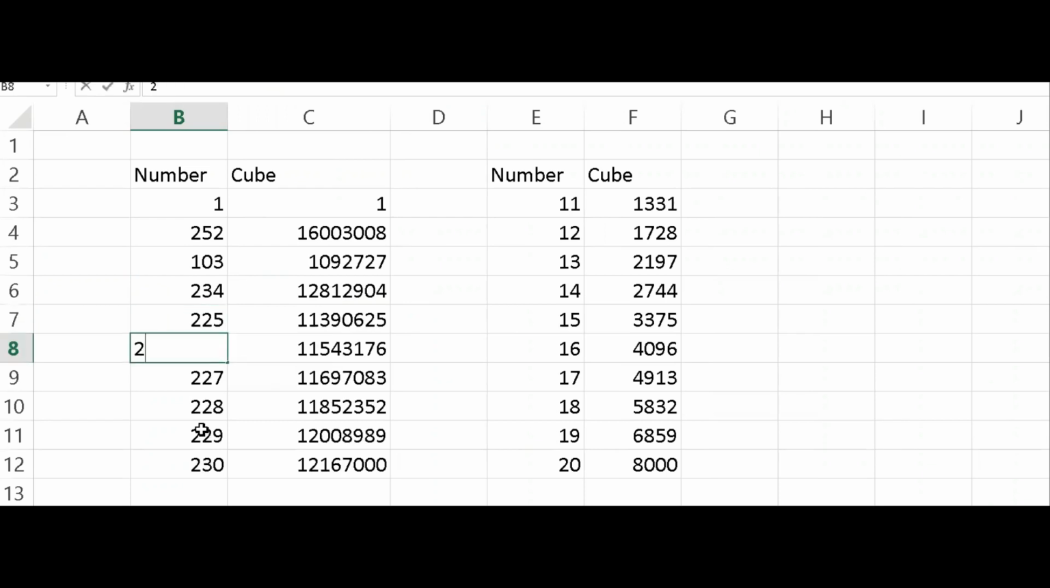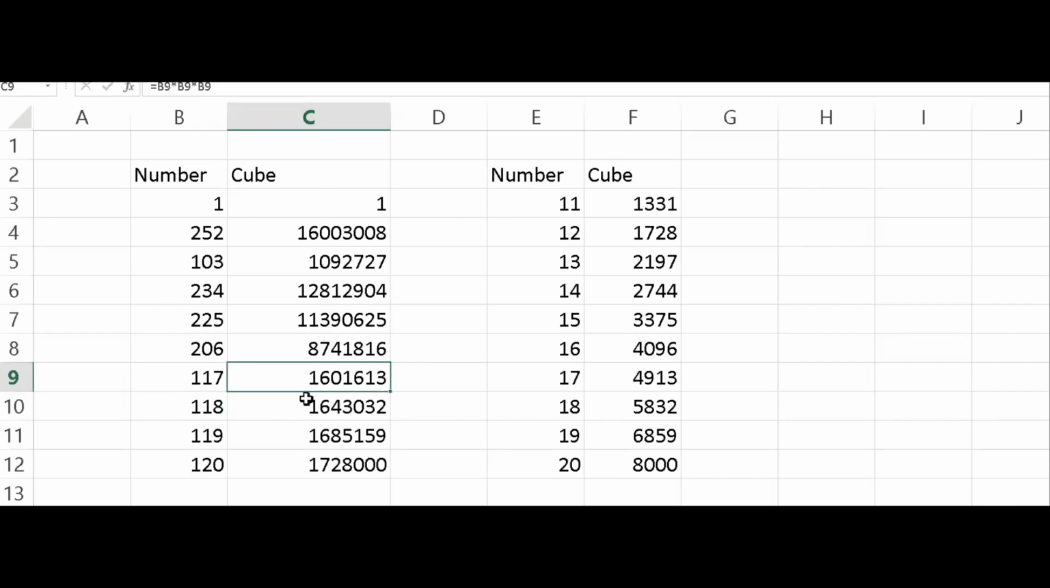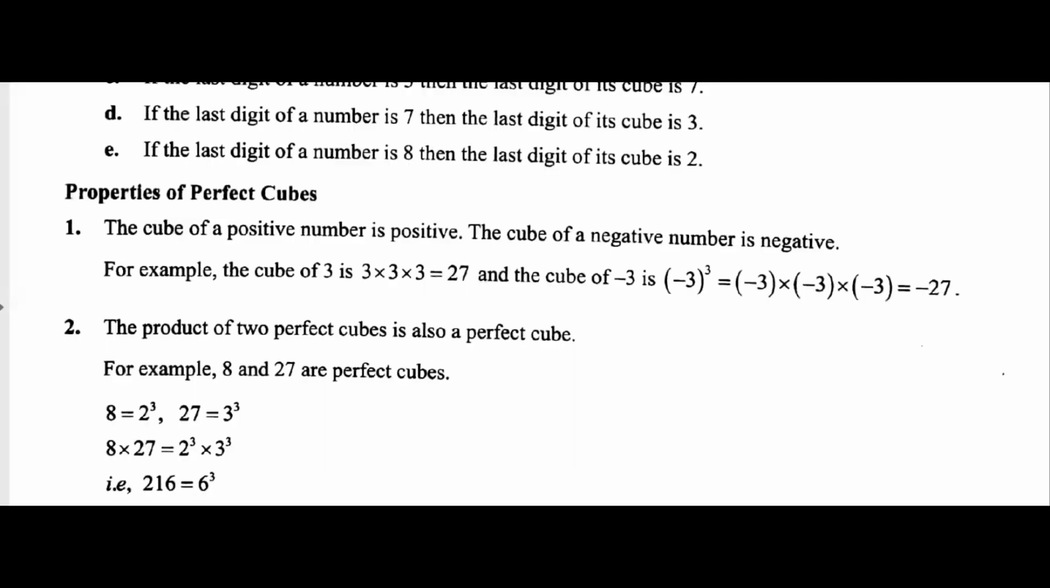If the unit place is 6, the unit place of the cube will be 6 only. If the unit place is 7 of a number, the cube of that number will end in 3 only. Here it is 3. Similarly, if it is 8, it will be 2. If it is 9, it will be 9. If it is 0, the unit place will be 0. Okay, understood this point? Now the property of perfect cube is what?